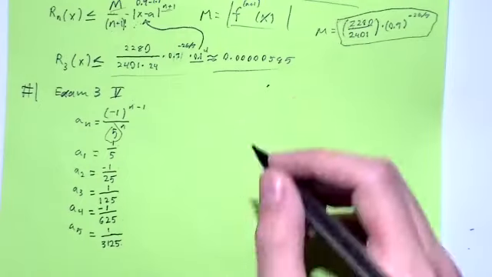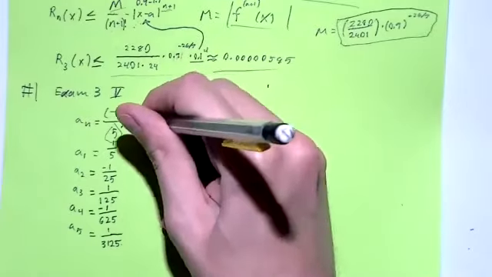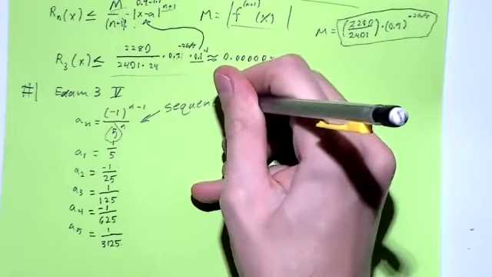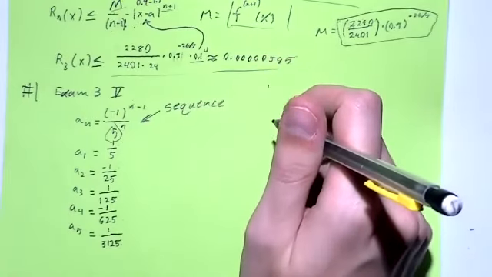And quickly going over, so this is a sequence. It's important to remember the difference between a sequence and a series.